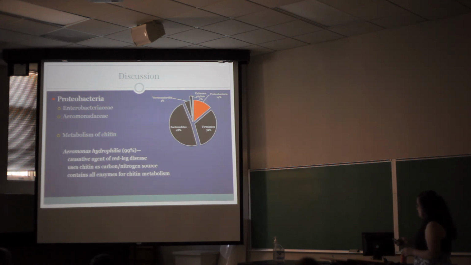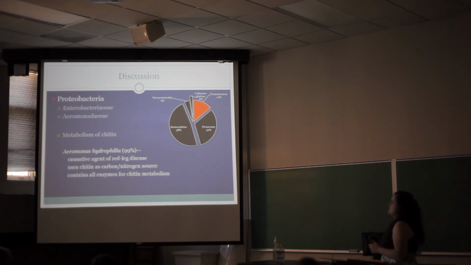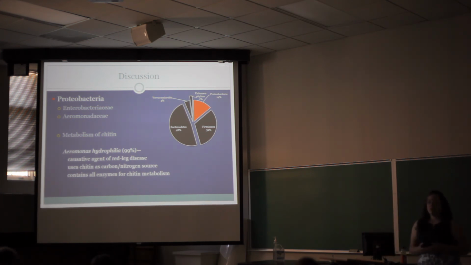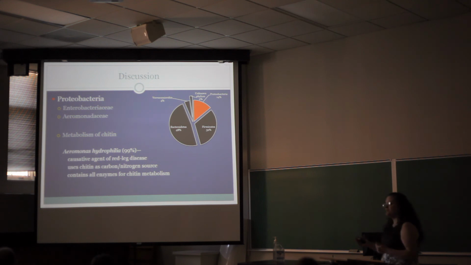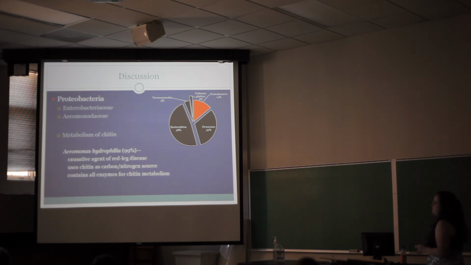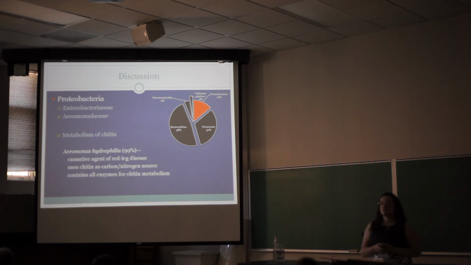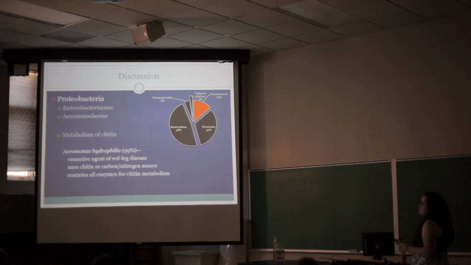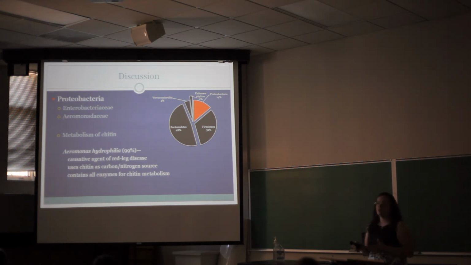One organism that was very closely related to one of my sequences was Aeromonas hydrophila. It had 99% homology to a single sequence in my sample. This organism is the causative agent of red leg disease in many reptiles and amphibians, but it's also found as normal flora within the intestinal tract, so it is an opportunistic pathogen. There was a previous culture-dependent study that showed that out of a sample of about 200 frogs, 46% of the isolates were Aeromonas hydrophila. Aeromonas hydrophila does use chitin as a carbon and nitrogen source, and it contains all the enzymes required to metabolize chitin.